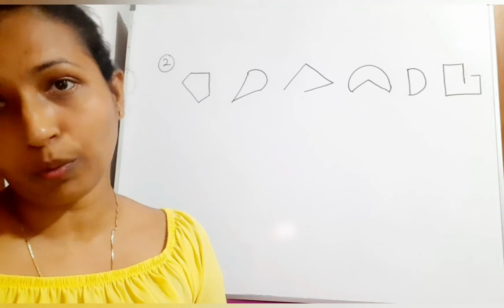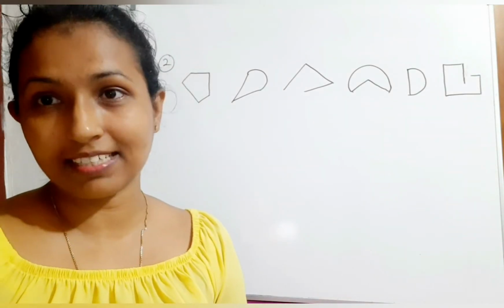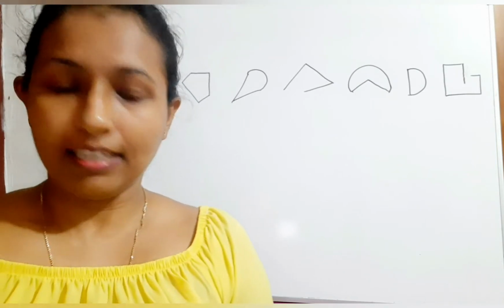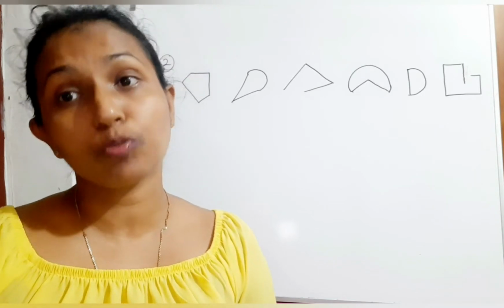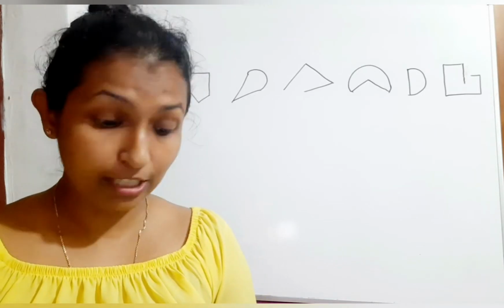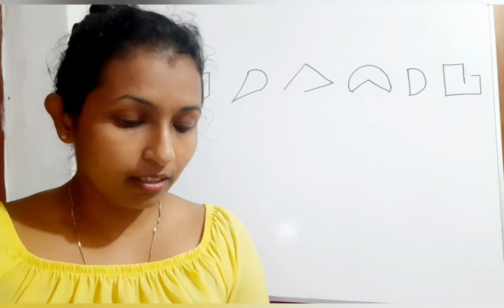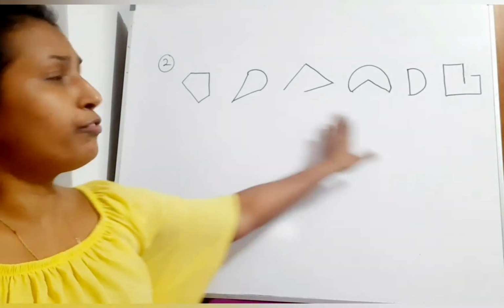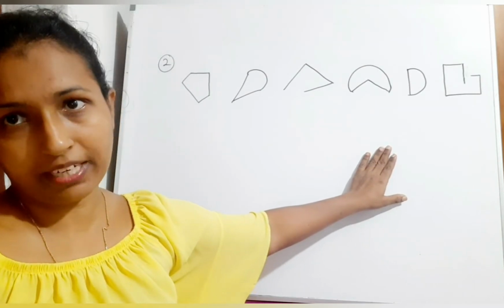Now, the second question. Select and underline the rectilinear closed plane figures. Now, children, what do you mean by rectilinear closed plane figures? Rectilinear figures means the figures surrounded by straight lines. And they should also be closed, because in this question they have mentioned rectilinear closed plane figures. Out of the figures given in the question, which are the rectilinear closed plane figures?